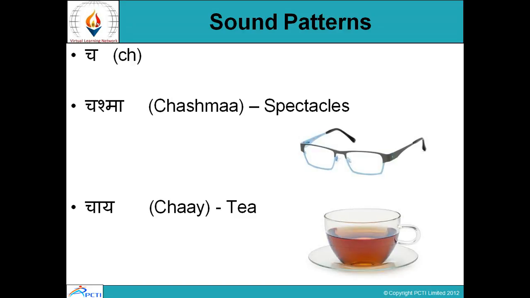Next is chashma. Chashma is what? Spectacles. For weak eyes we use spectacles so that we can see properly. Usually old people wear them because at old age our eyes get weaker, but these days sometimes children also use them for weak eyes. This is called spectacles in English, and in Hindi we call it chashma.